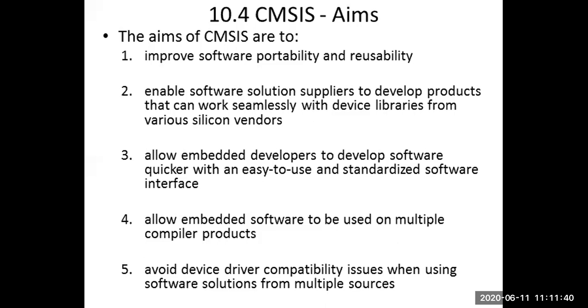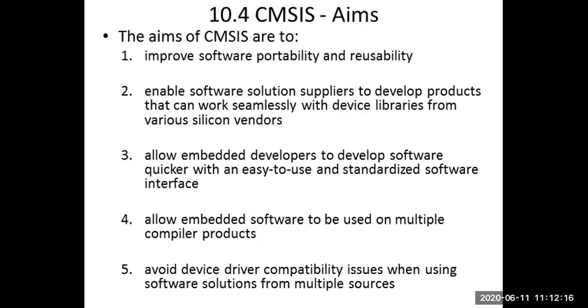Let us look at the aims of CMSIS. The aim we saw in the first slide is to improve software portability and reusability. Portability means you can use the program on different OS platforms and OS based architectures, running Windows based, Linux based, and so on, along with reusability of the code. It enables software solution suppliers to develop products that can work seamlessly with the device libraries from various silicon vendors.